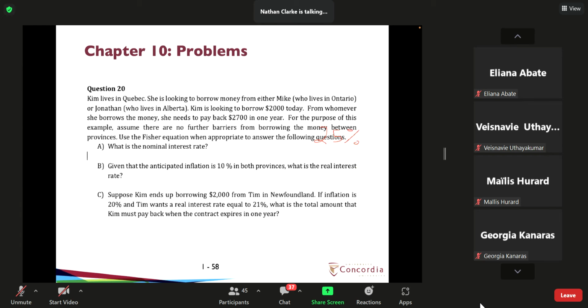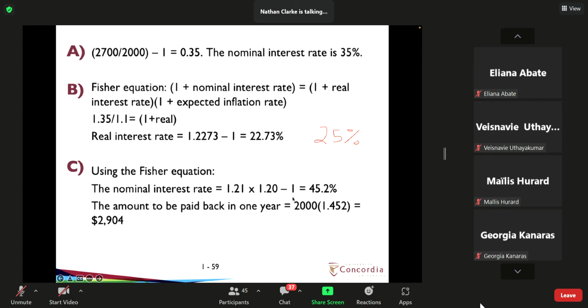They borrowed 2,000, but now we need to find out how much they owe a year from now. So we have how much they borrowed today, we have the inflation rate, we have the real interest rate. Because we have the inflation rate and the real rate, we can use the Fisher equation to solve for the nominal rate. Once we plug everything in and solve, we'll find that the nominal interest rate is about 45%. They also gave us the amount she's receiving today, so we can multiply the amount she receives today by 1 plus the nominal rate, and it'll give us the amount she owes a year from now. So she owes about $2,904 a year from now. So that's sort of the extent of chapter 10.